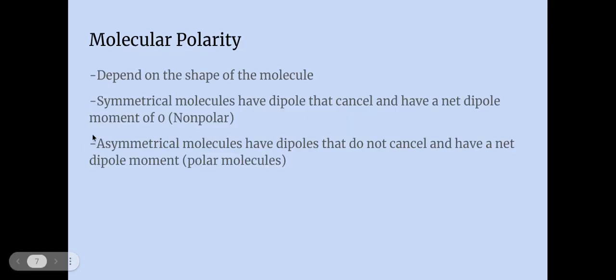The two biggest factors in polarity are the difference between individual atoms, so that individual bond dipole, but then we also have something called molecular polarity. This solely depends on the shape of the molecule, the shapes that are all discussed in 9.1 and 9.2. Symmetrical molecules have dipoles that cancel each other out, so they have a net dipole moment of 0, so they're nonpolar. But asymmetrical molecules have dipoles that do not cancel out and have a net dipole moment of some number. So these are our polar molecules.